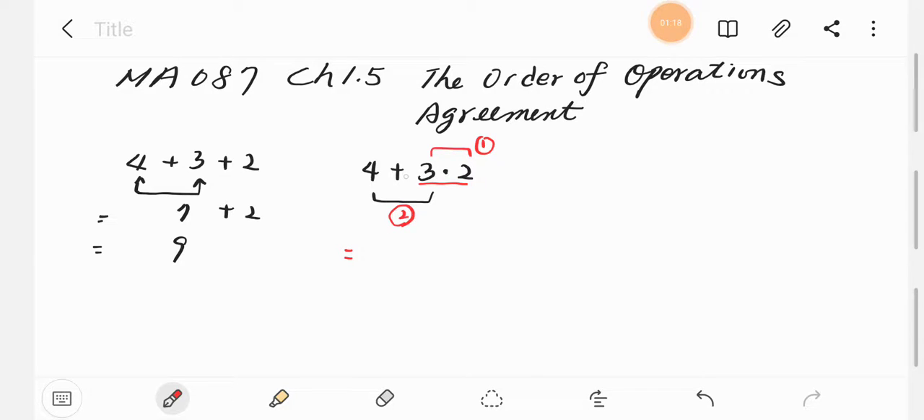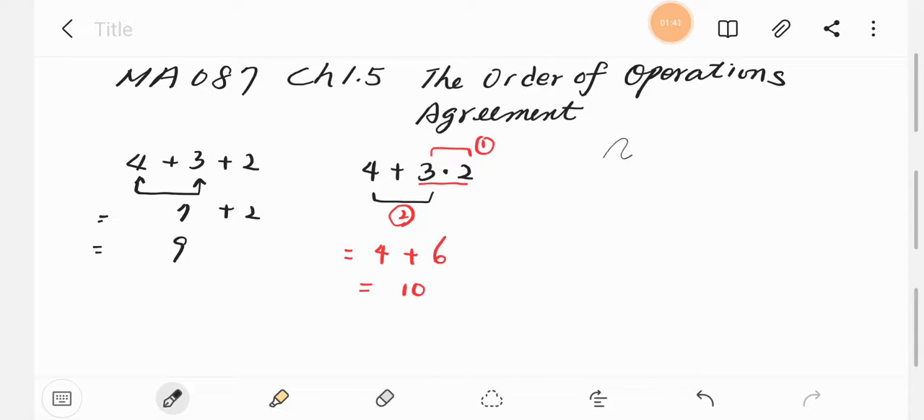So when we have plus and multiplication together, then we do the multiplication first. So it will be 4 plus 6, and then add.